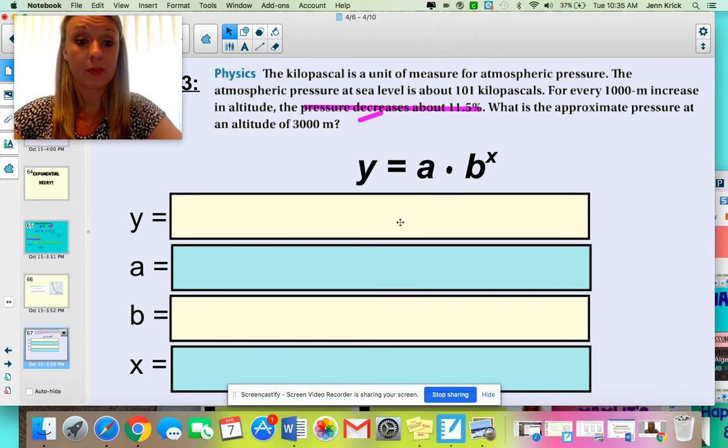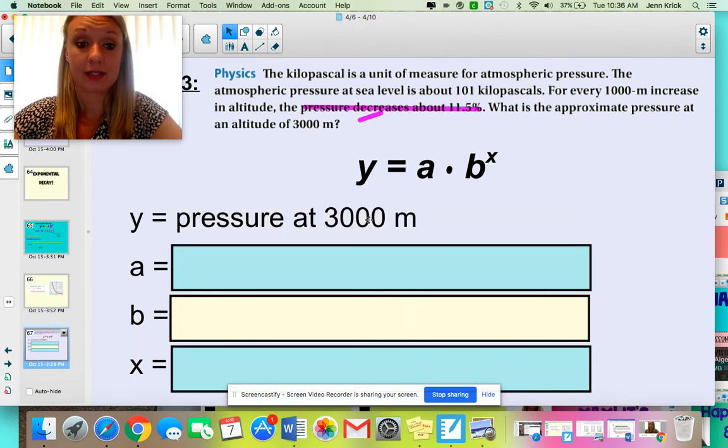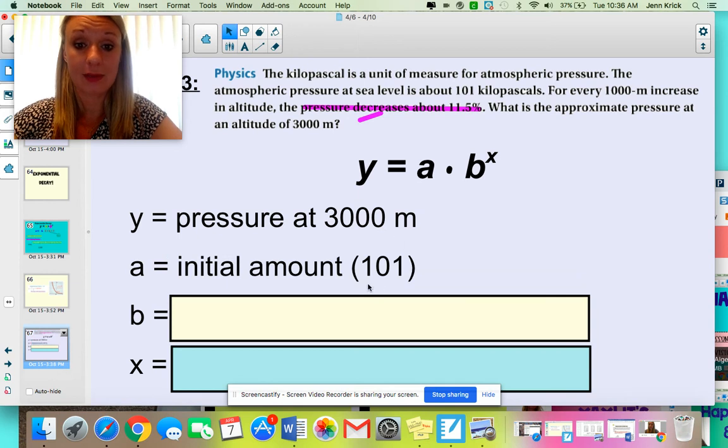So if we were going to plug in our variables here so that we can evaluate and ask ourselves what is the approximate pressure at an altitude of 3,000 meters, we know that y is going to be whatever that pressure is. That's what we're solving for. Remember that a is our initial amount. So our initial amount in this problem is about 101 kilopascals.